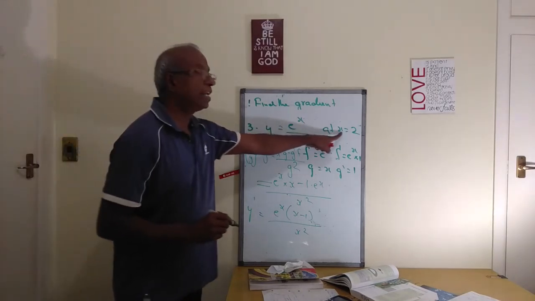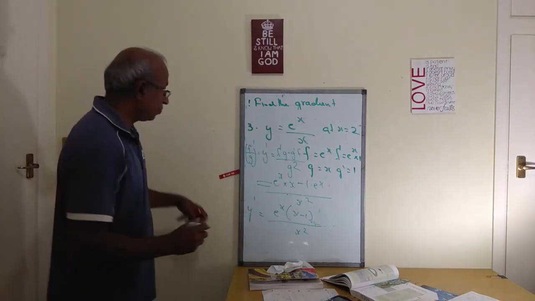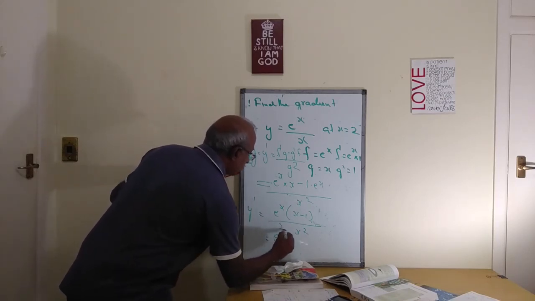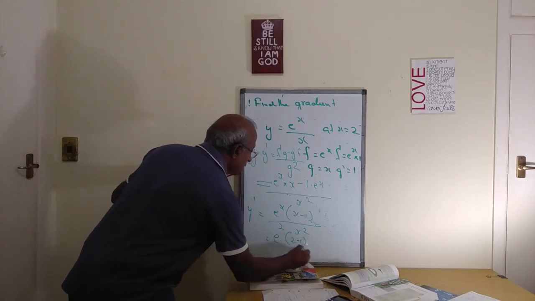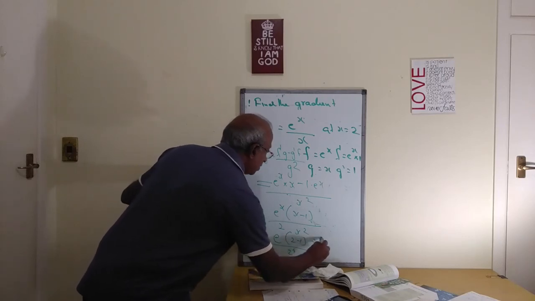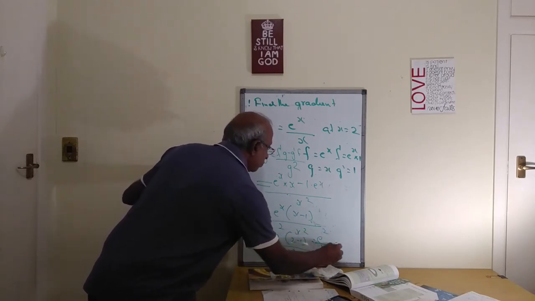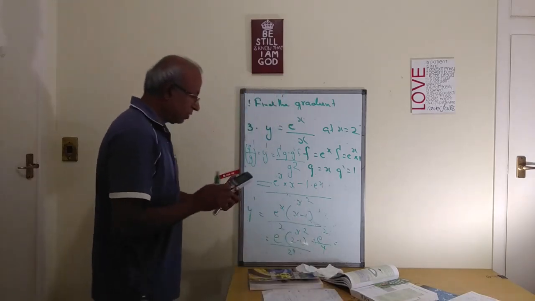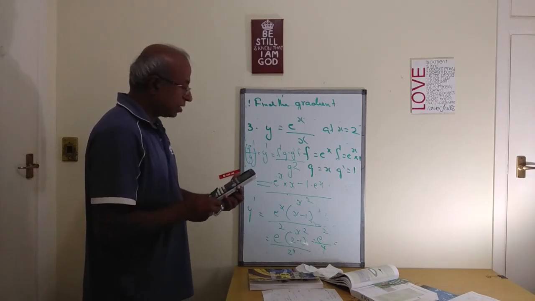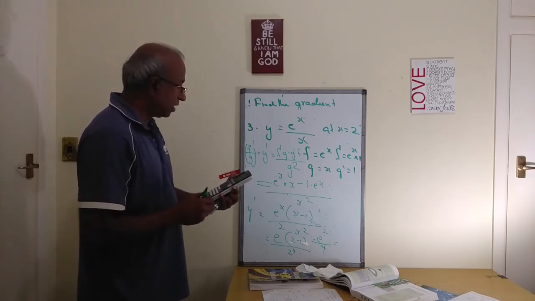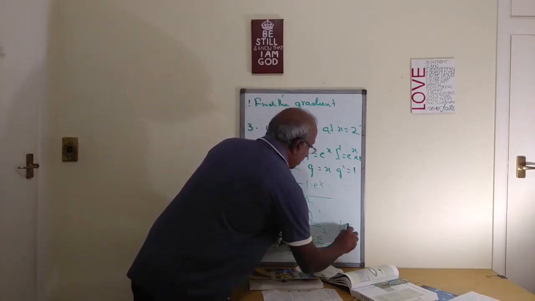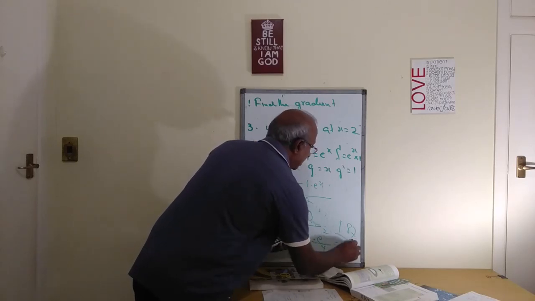Now we are going to find the gradient at x is equal to 2. What we are going to do, we are going to substitute x is equal to 2 here. You get e to the power of 2, times 2 minus 1, divided by 2 squared. That is equal to e squared divided by 4. Use your calculator. When you calculate the value of e squared, you get 7.389. You divide that by 4, you get 1.87. That is the gradient.